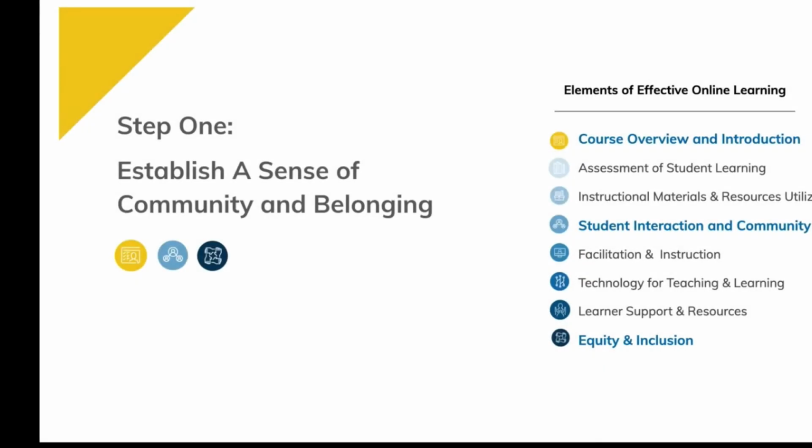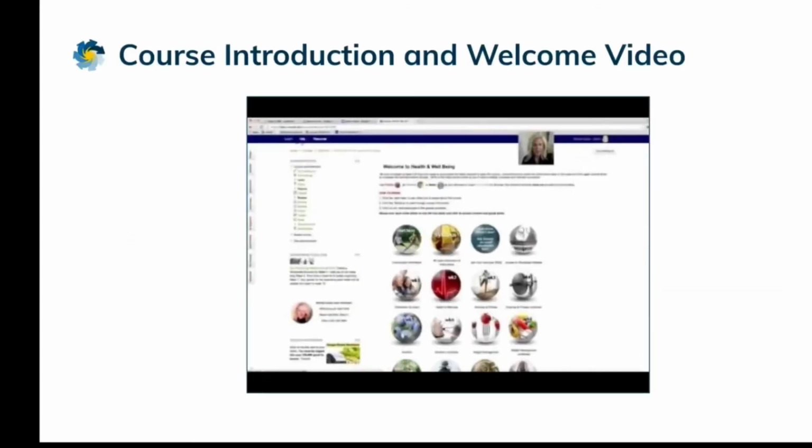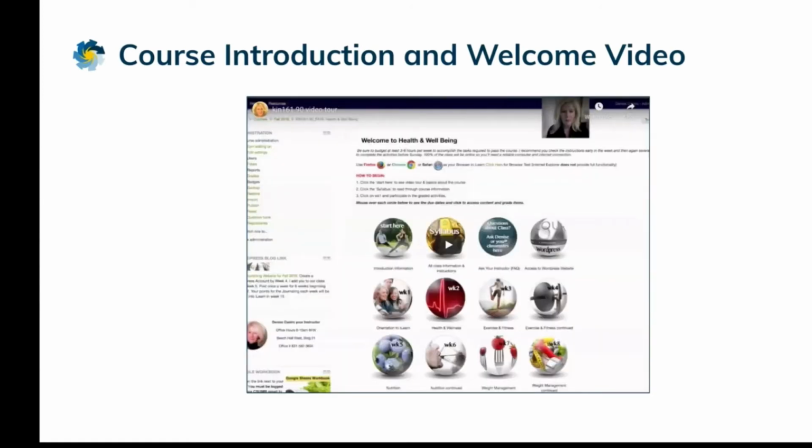Step 1 is establishing that sense of community and belonging. So here again, you see the 8 elements over to the right. We're really going to focus on course overview and introduction briefly, a little bit about student interaction and community, of course, related to equity and inclusion. So let's go into examples that'll load here quickly. You have access to this as you get the slides from us later on in a follow-up email. So this is just an example of doing a really effective course overview and welcome video.